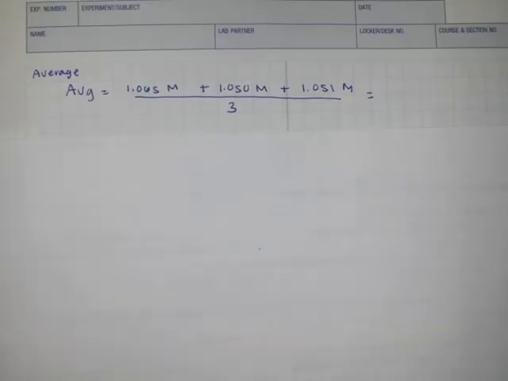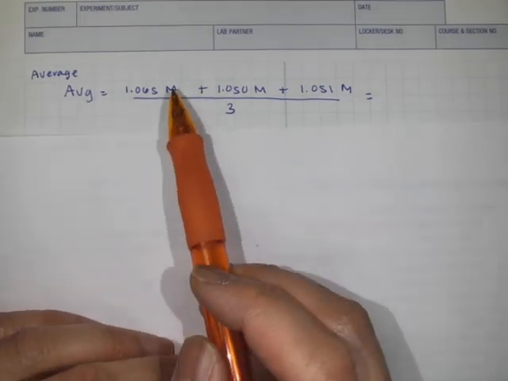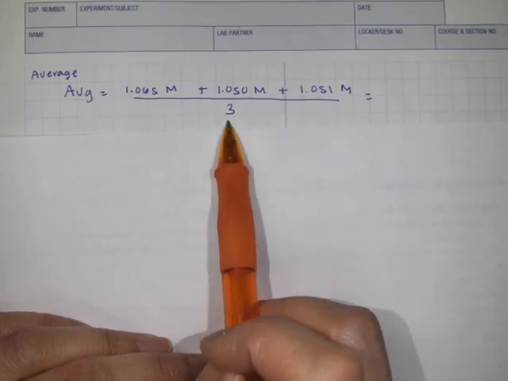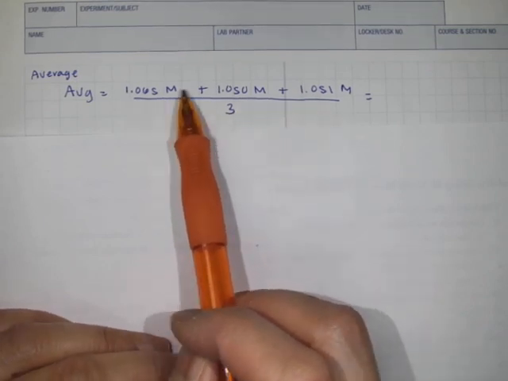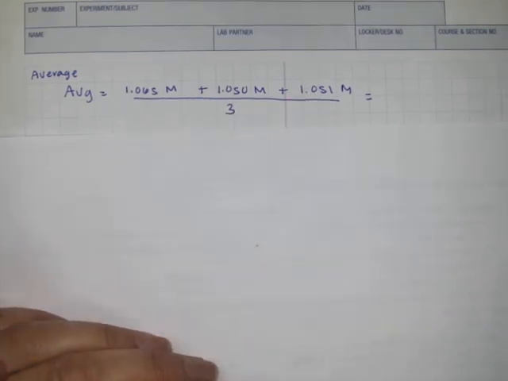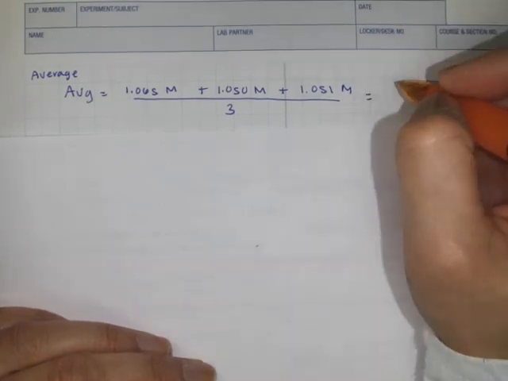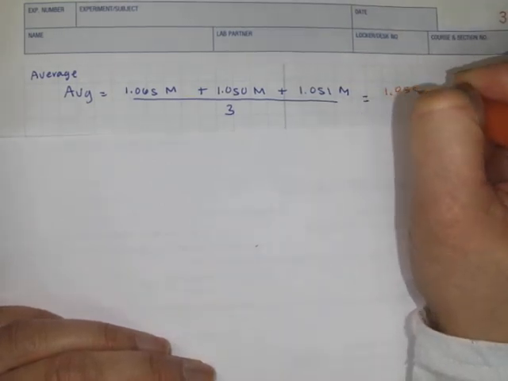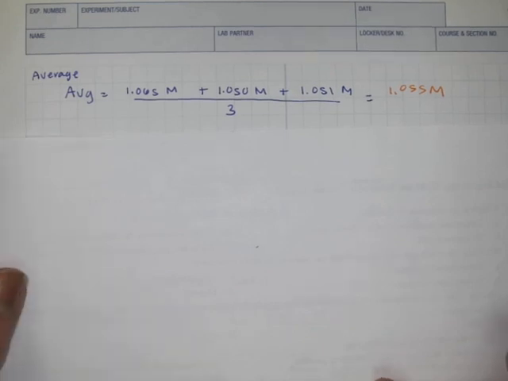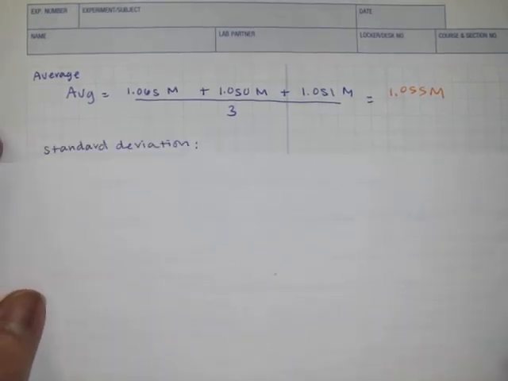If you're not familiar with how to calculate average, you can look in Appendix A at the end in data analysis. The average is just the sum of your values divided by how many values there were. I have these 3 molarities divided by 3 because there were 3 readings. My average comes out to 1.055 molar. That's the average concentration for the sodium hydroxide.